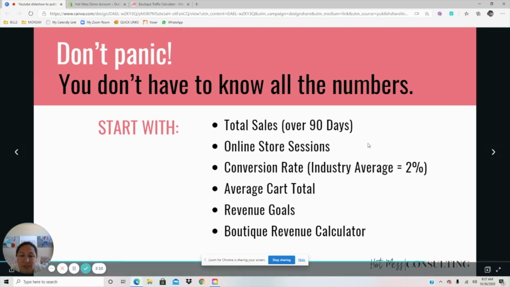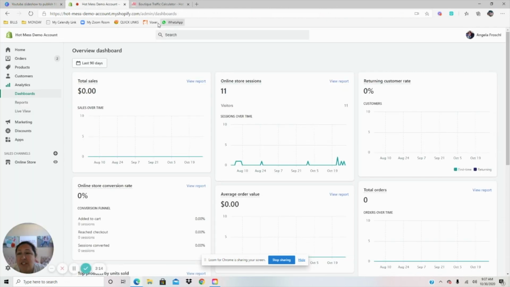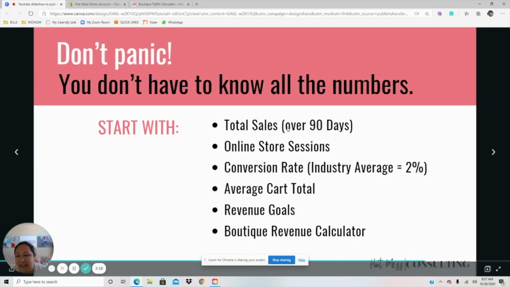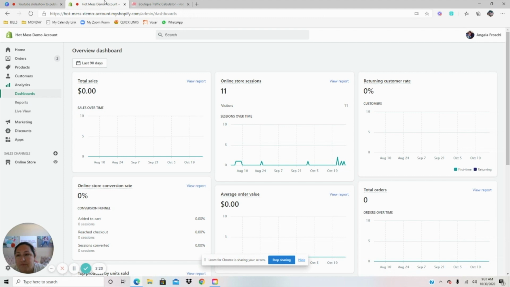But as far as the boutique revenue calculator, well, let me back up. First, let me show you how easy it is to find these particular pieces of data on Shopify. You don't even need your Facebook pixel. You do need that set up and your Google Analytics, but to get these pieces of information, you don't need to worry about being an expert at those other platforms. It's all going to be right here in your Shopify dashboard.